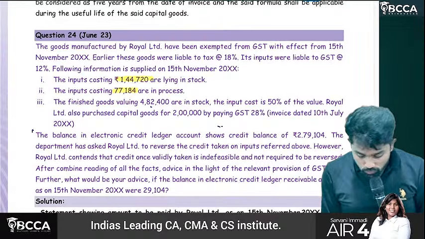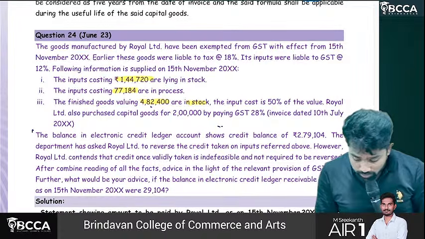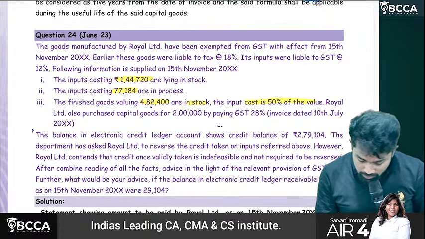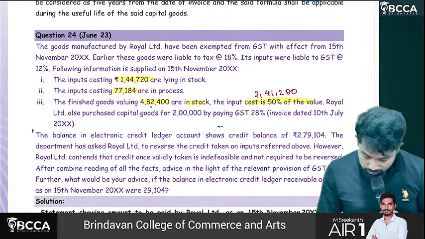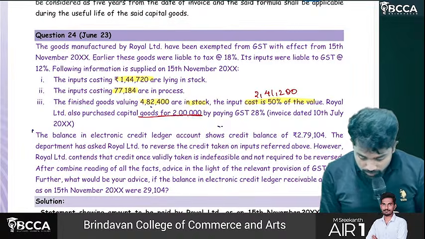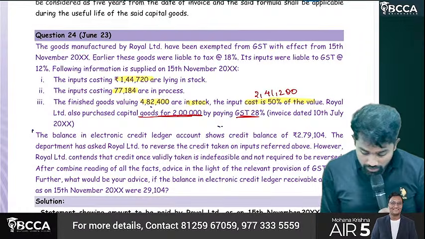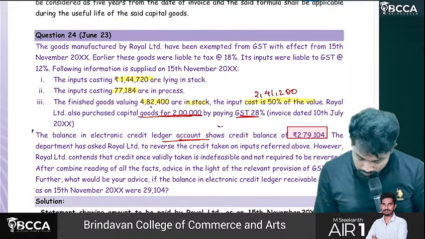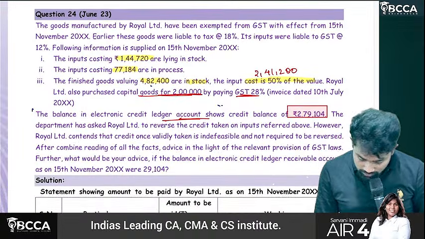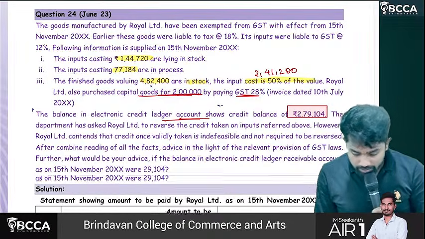Finished goods valuing 4,82,400 are in stock. But out of those finished goods, the input cost is only 50% of the value. That means 2,41,200 is related to input. And then they also had capital goods on which GST was paid at a rate of 28%. And they had a credit balance of 2,79,104. So they are asking how much is the credit to be reversed?